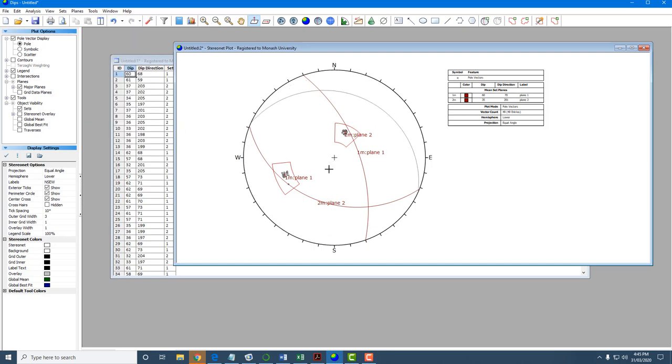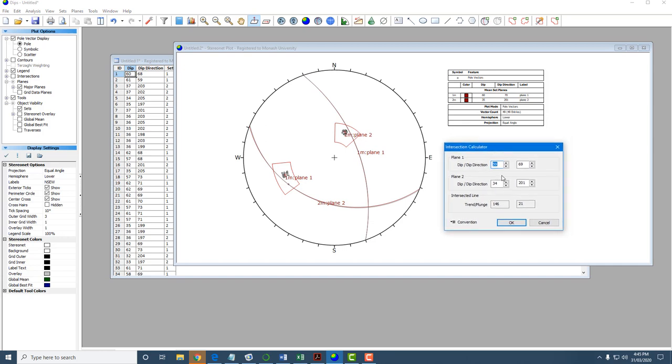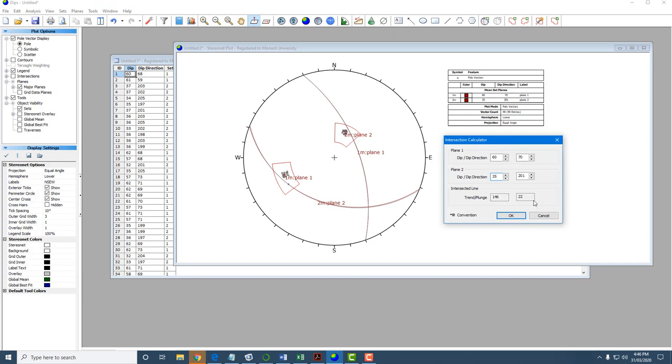And here we need to select the poles of our two planes. So we can approximately select the pole for plane 1 and select the pole in an approximate manner for plane 2, like so. Once we get this window, we can then adjust our values to match exactly what was given here. So our dip and dip direction for plane 1 would be 60 and 70. That for plane 2 is 35 and 201. That gives us the trend and plunge of our line of intersection. Remember that a line is denoted by its trend and its plunge. So that answers the first part of your practice class questions.